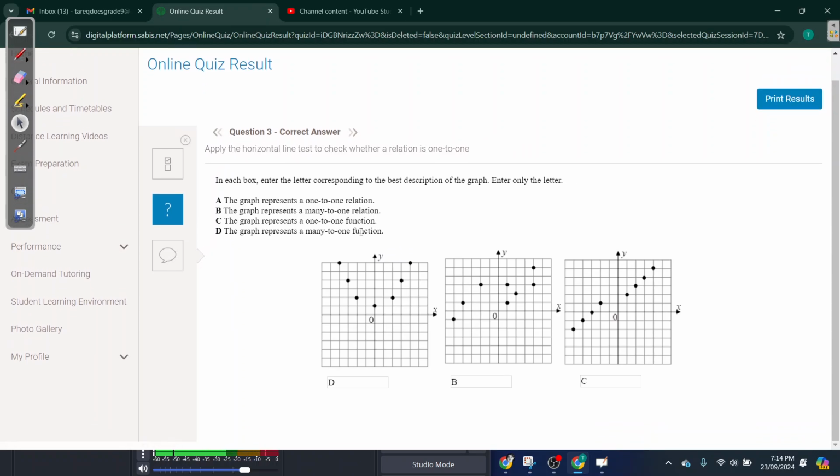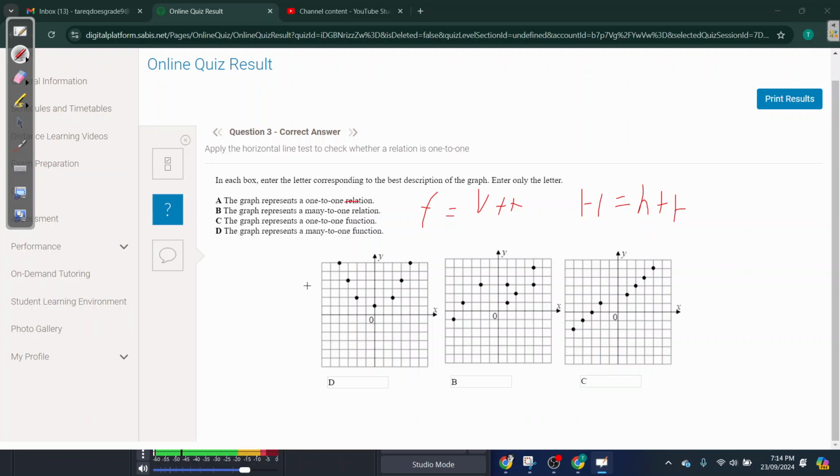Number 3. Okay, in each box, select the letter that represents. Okay, whatever. D. This is a function. Listen, they're testing here if you know your relations and your functions, and if they're one-to-one or many-to-one. If it's a function, I'll just write f equals vertical line test, VLT, for example. And if it's one-to-one equals horizontal line test, so HLT, let's just say.